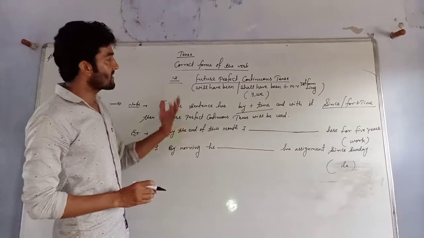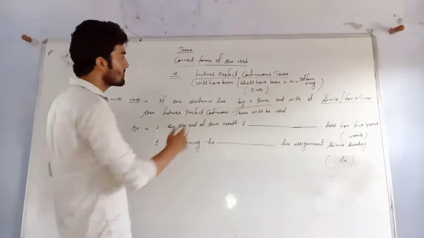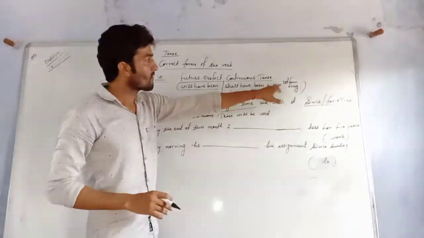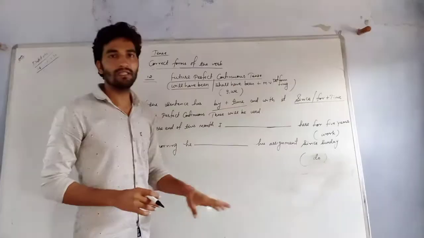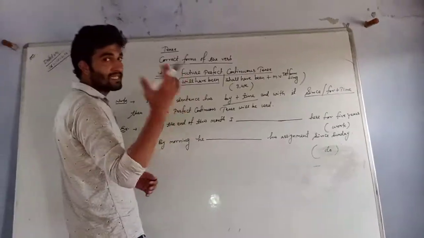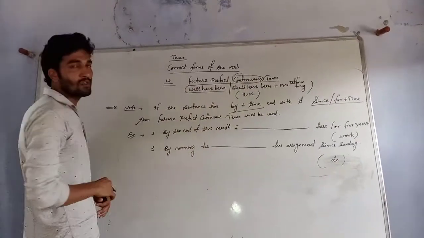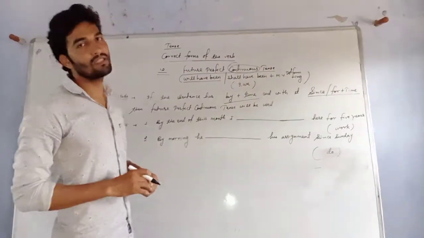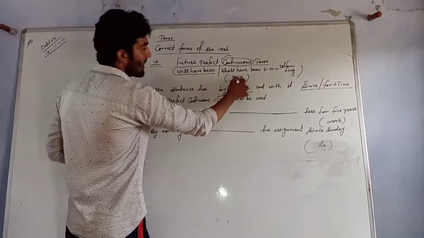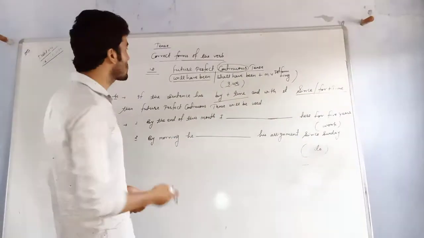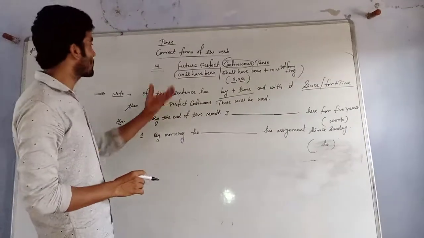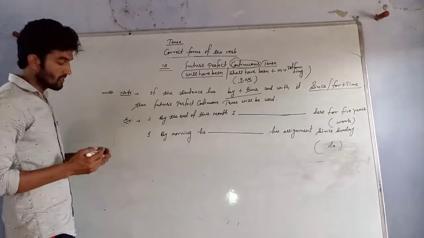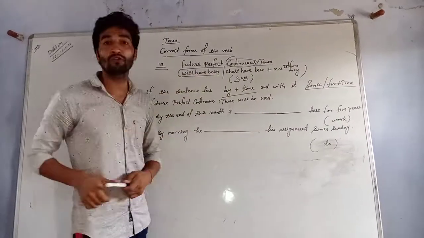To identify the future perfect continuous tense, you have two helping verbs. The very first is will have been, and the second is shall have been, plus the first form of the verb, with which ing will be added. As I told you, if the tense is continuous, the first form of the verb with ing is used. With I and we, shall have been will be used, and with the other subjects, will have been. Now, how to use the future perfect continuous tense in a sentence.